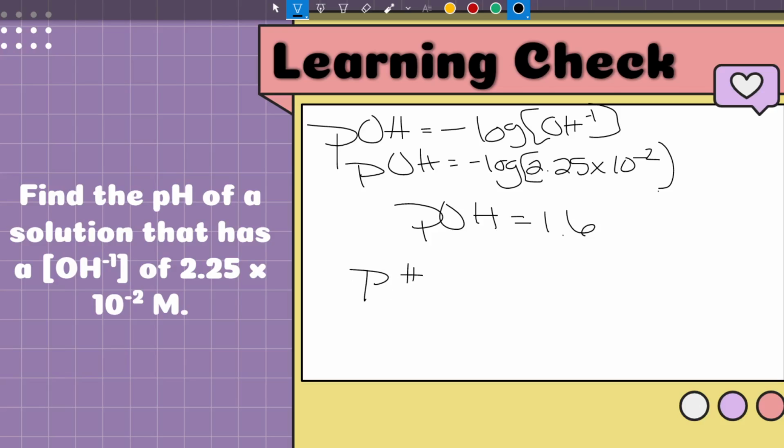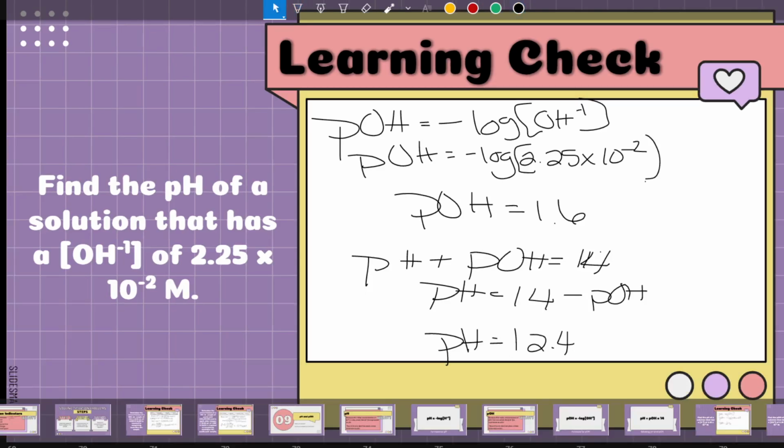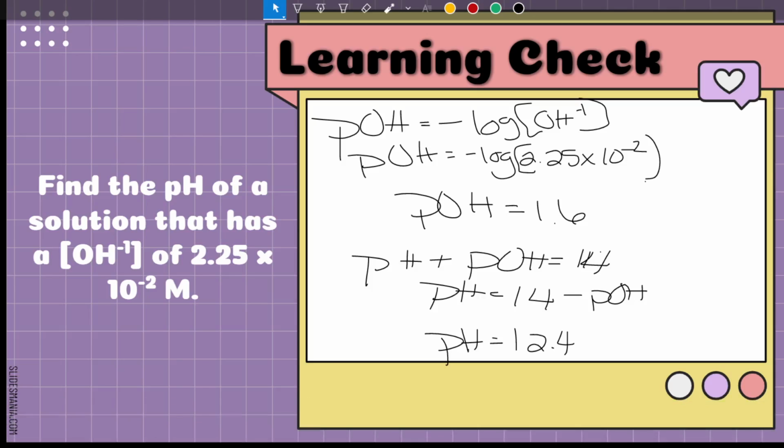So our pH plus our pOH is going to equal 14. So pH is just going to equal 14 minus pOH. When you take 14 minus 1.6, you should get 12.4 for your pH. Okay, so why don't you do the next three on your own, and I will post the answers on this slide for you to see.